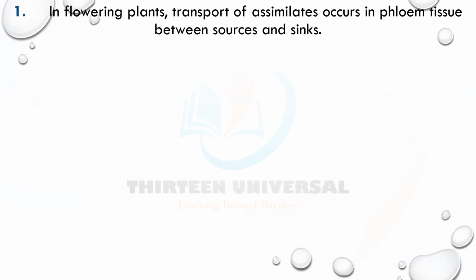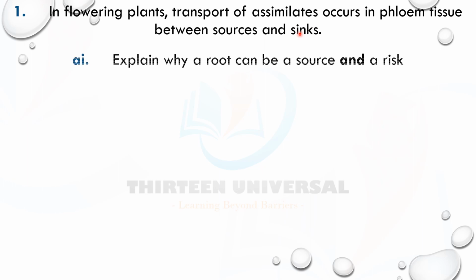Number one, in flowering plants, take a deep breath. In flowering plants, transport of assimilates occurs in phloem tissue between sources and sinks. Then it says, explain why a root can be a source and a sink at the same time. Yes, a root can be a source and a sink. So explain why. The first question you should ask is, what is a source?